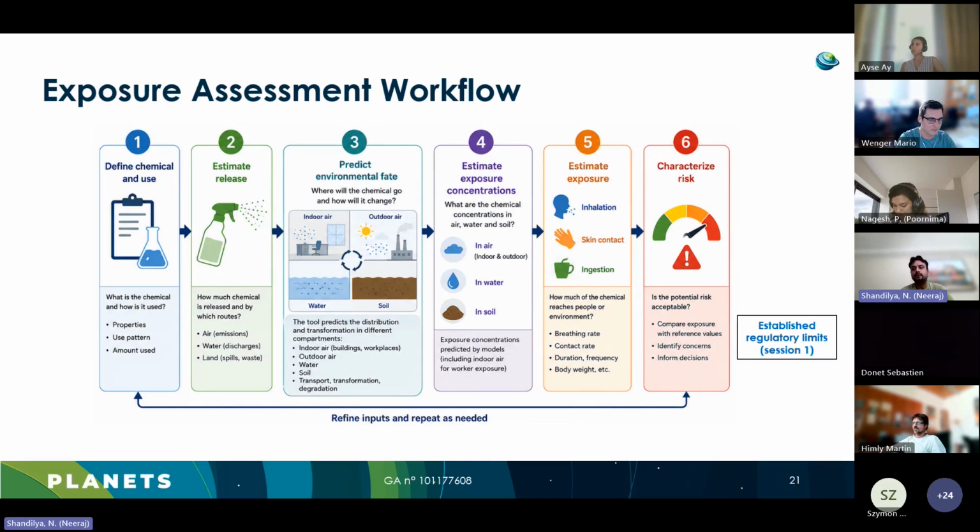And if the exposure concentration is lower than these regulatory limits, then it's an acceptable risk. But if not, then it becomes an unacceptable risk, meaning that we need to make some changes in the product or in the process to lower down the exposure. So it's sort of an iterative process where we keep on refining the product properties and the process properties.